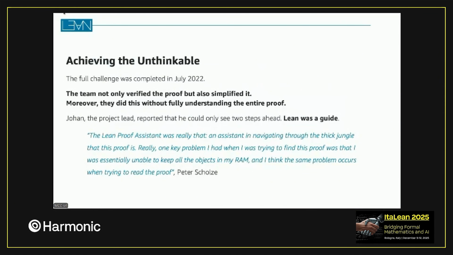But in these events, the unthinkable, in my mind, was unthinkable. Johan announces that they finished the Liquid Tensor Experiment, and they not only verified, but simplified the proof without understanding the proof. This was insane.